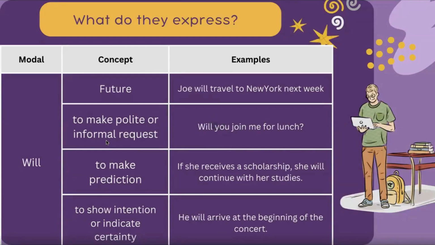Next modal auxiliary is will. It is used for future. For example, Joe will travel to New York next week. Will is used to make polite or informal requests. For example, will you join me for lunch? It is used to make predictions. For example, if she receives a scholarship, she will continue with her studies. It is also used to show intention or indicate certainty. For example, he will arrive at the beginning of the concert.